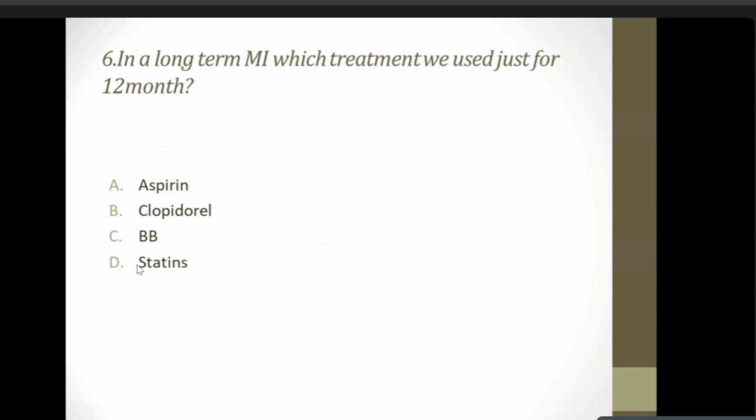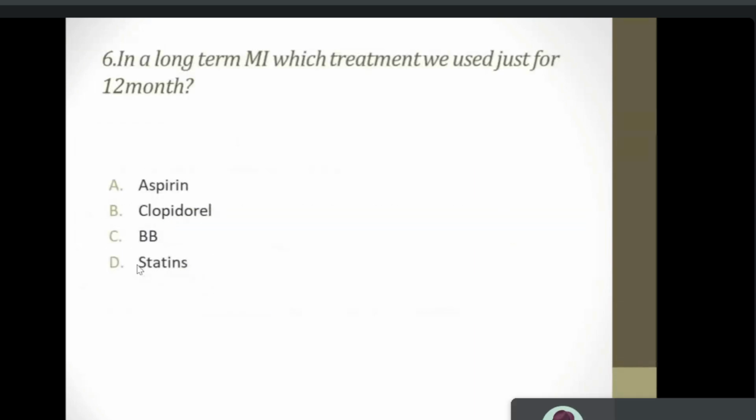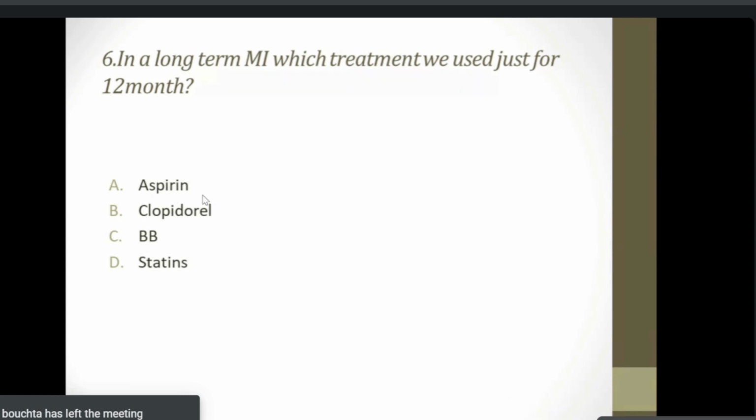I have here another question. We talked about the management in acute setting, but we will now talk about the long-term management of myocardial infarction. Which treatment do we use? In a long term? I made here a mistake. Aspirin, clopidogrel, beta blocker, or statin.